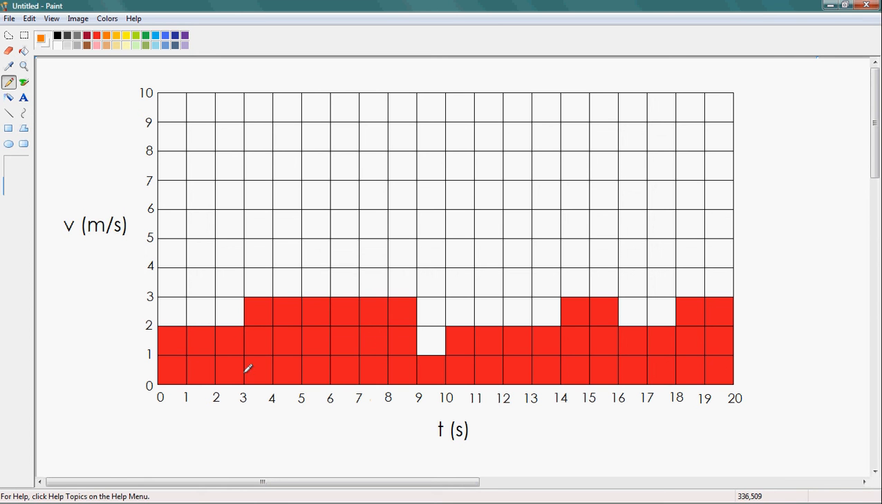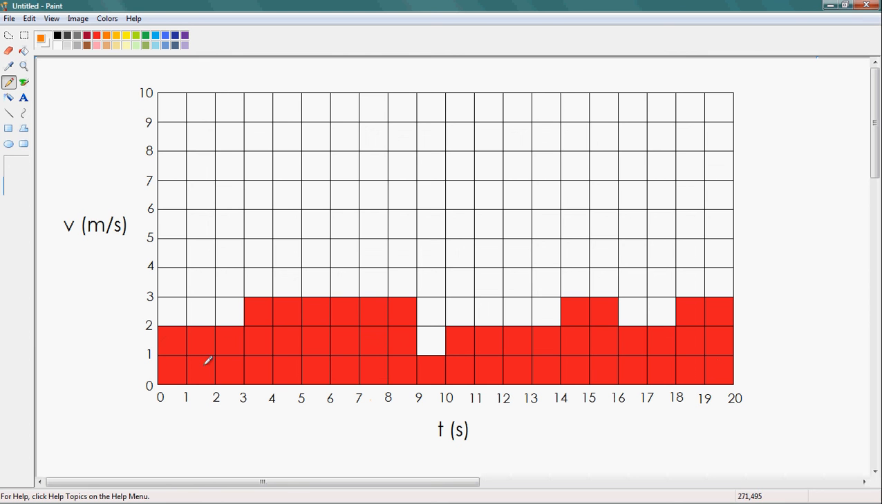But then you'll notice once we get to 3 seconds, we start going 3 meters per second until we get to 9 seconds. And then we slow down. We're traveling 1 meter per second. And then at 10 seconds, we're going 2 meters per second again. And then we're back up to 3, and then back down to 2, and then back up to 3. And you may say, well, obviously, Mr. Shaw, this is not constant velocity. This is not. We have a sporadic, a very dynamic, changing velocity.